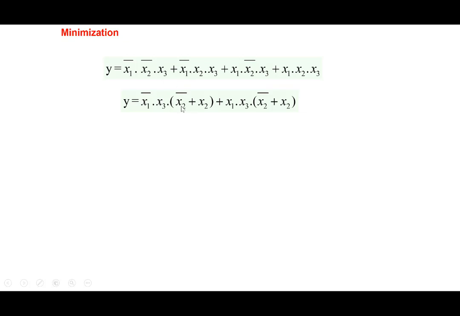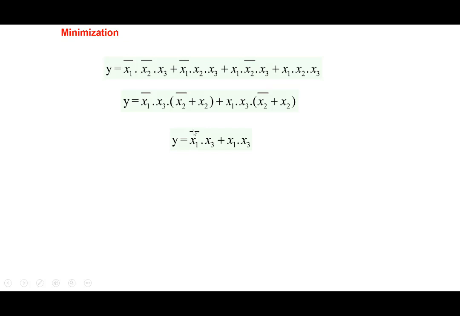Now when we take it out, what we get is x2 plus x2 bar, which is nothing but equal to 1. And similarly, if we take these 2 expressions and combine them, here also we get x2 plus x2 bar. And so the expression becomes x1 bar dot x3 plus x1 dot x3. This expression is much simpler than the earlier one. How did we simplify? We combined 2 terms together, looking for this property: we take some factor out and leave something in, a variable x and an x bar, so that it becomes 1, and therefore the term becomes simpler.